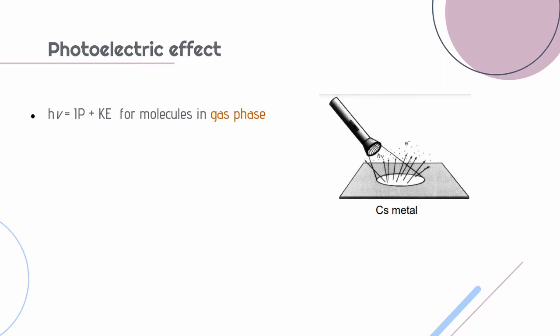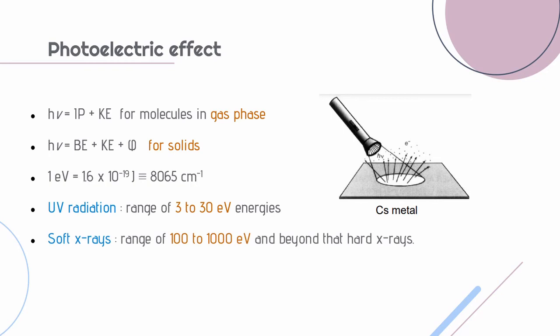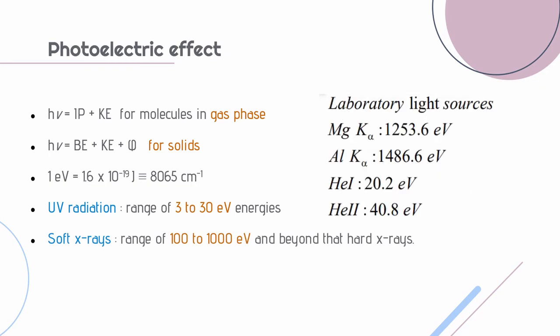In photoelectric effect, we know that h nu, which is the energy we provide, equals ionization potential plus kinetic energy of molecules in gas phase. In case of solid phase, h nu equals binding energy plus kinetic energy plus the work function. And we need to remember that the UV radiations range from 3 to 30 electron volts, and the soft X-rays range from 100 to 1000 electron volts. And the sources we use in the laboratory are magnesium K alpha and aluminum K alpha, which are X-ray sources, and helium 1 and helium 2, which are UV sources.